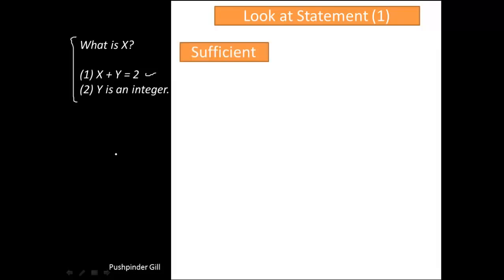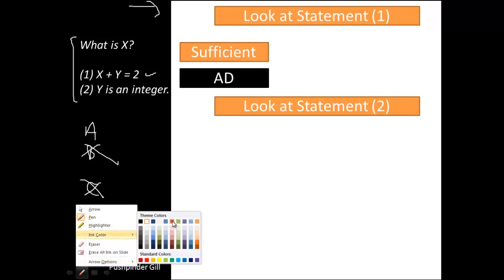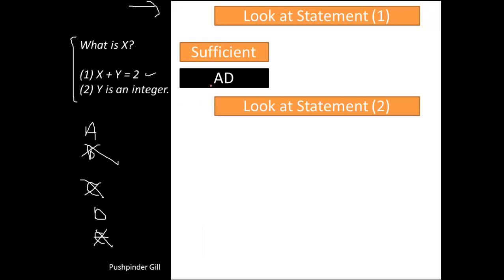Let's talk about being sufficient. Suppose statement 1 is sufficient. What do you do? You look at statement 2. Now, if you've looked at statement 1 and it is sufficient, can you tell me which answer choices are eliminated or disproven? If statement 1 alone is sufficient, E can't be the answer. C can't be the answer. B can't be the answer. That means your answer is going to lie between A and D.